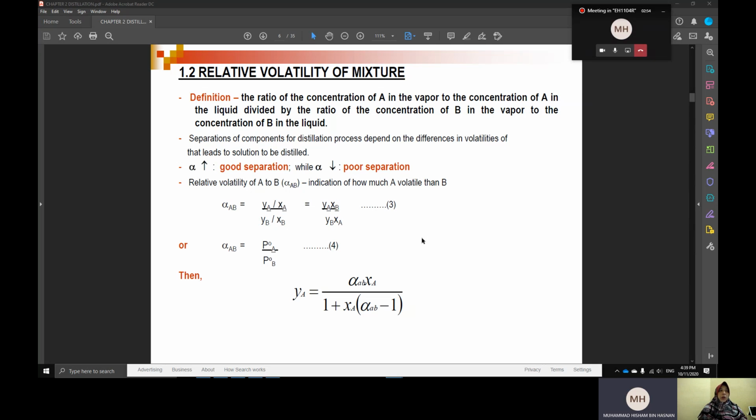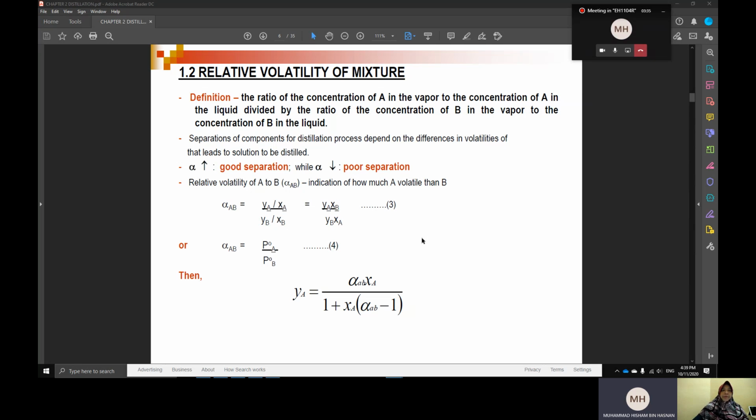So if we have that forecasting, then we are sure that separation will occur, or else you're going to lose so much money because you try to separate using a distillation column, but it is not successful. So that's why learning about calculating the relative volatility is very important to determine whether the separation process can be achieved using a distillation column or not.